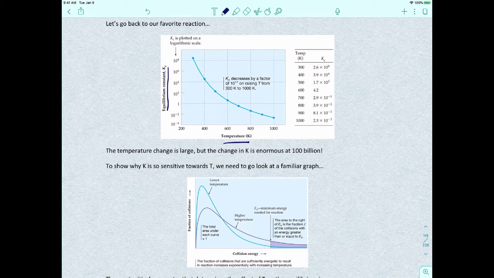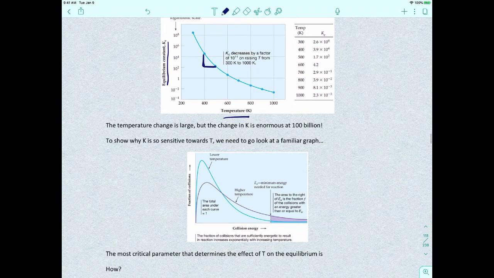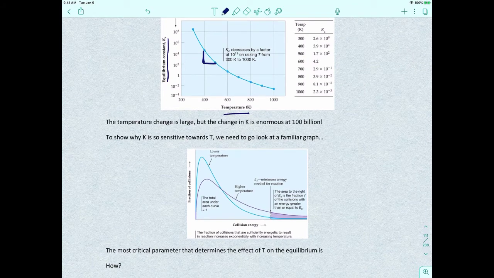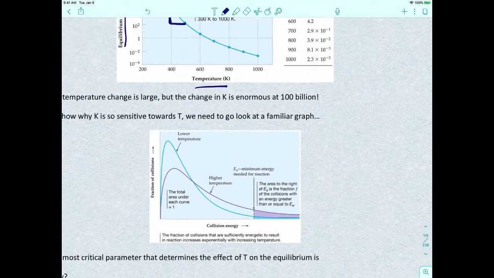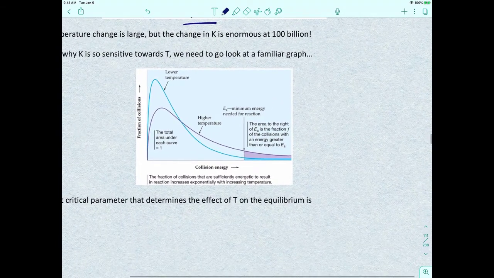Okay, and so if we measure the slope, we can see that Kc is definitely decreasing. Now, the change in temperature is large, but the change in K is enormous at 100 billion. Now, to show why K is so sensitive to the temperature, we have to go back to a familiar graph. And I know this is like the fifth time that I've taken this graph out. Remember, at a lower temperature, you're going to have a smaller fraction of molecules that will be colliding at the right energy.